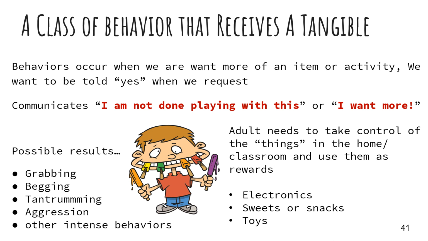Now, the adult needs to take control of the things in the home before the client engages in these behaviors, and use those items, those preferred tangibles, as rewards. So what we're doing is restricting free access to those things that the client likes, and then when the client's engaging in appropriate behavior, delivering those things as reinforcers. So things like electronics, putting restrictions on sweets or snacks or toys, and using those as a reward or reinforcement when we are seeing appropriate behavior.